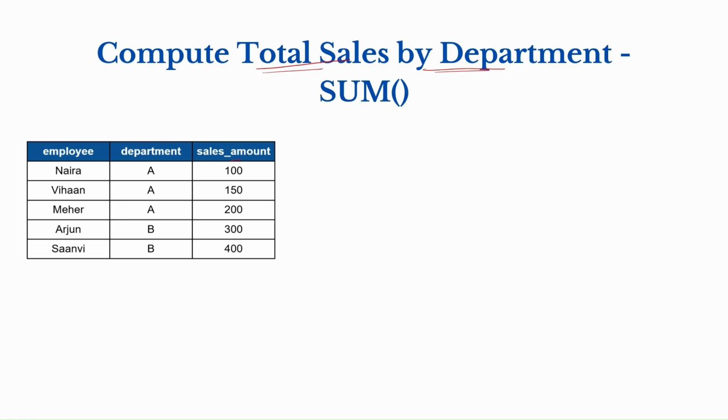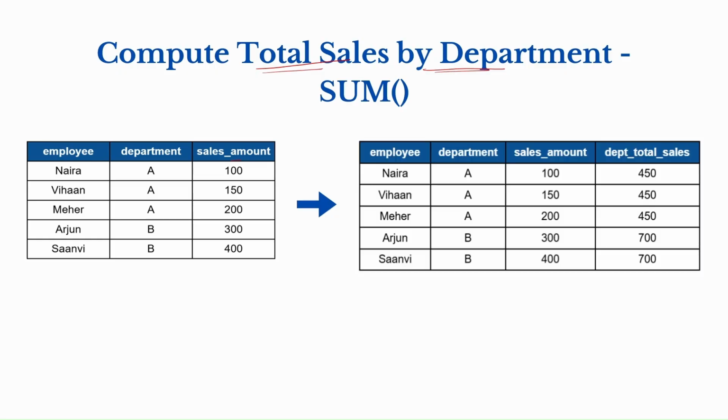So that's where we'll make use of sum window function with the partition by clause. So here in this case, our output would look something like this, which actually gives us a running total per department while keeping the original rows intact. So you can see the table over here that the department A employees, that's Naira, Vihan, Meher, all show 450, which is the sum of 100 plus 150 plus 200. While department B employees, which are Arjun and Sanvi, both show the department total sales is 700, which is nothing but the sum of their sales amount, which is 300 plus 400, which is 700.